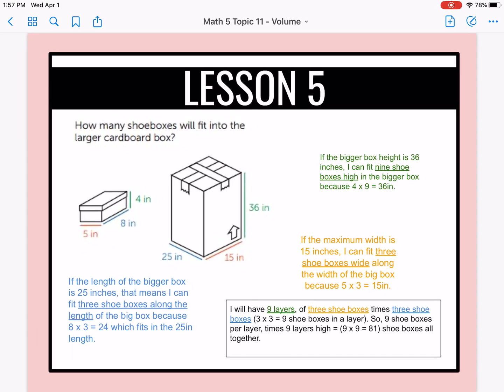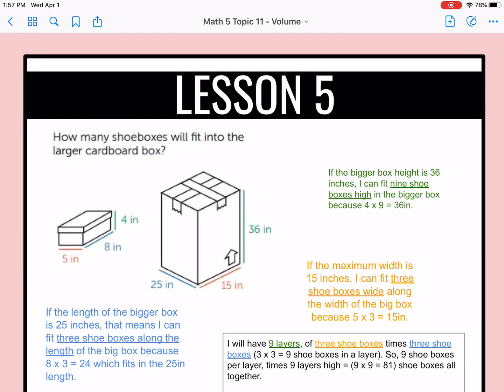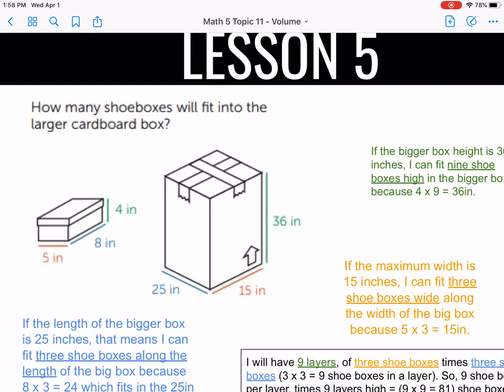In this problem, we want to know how many shoe boxes will fit into the larger cardboard box. If you remember correctly, I told you on the last Monday of March that my family and I just purchased a home, so we're going to be moving. So you see, I've got all these shoe boxes that I've got to get into my large packing box. How many shoe boxes am I going to be able to fit in there?